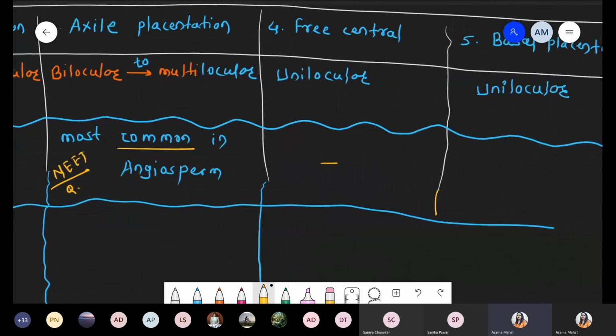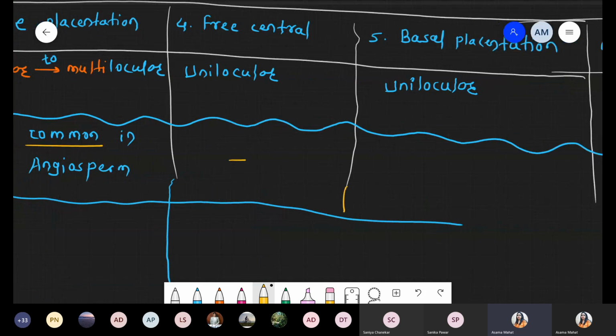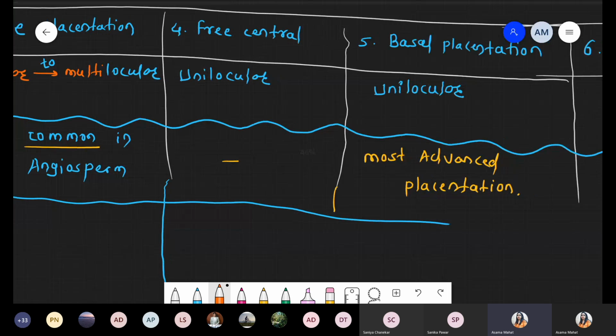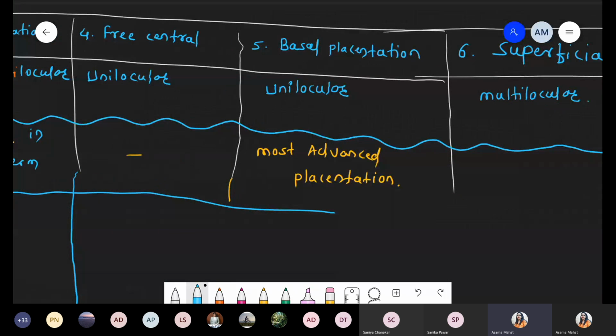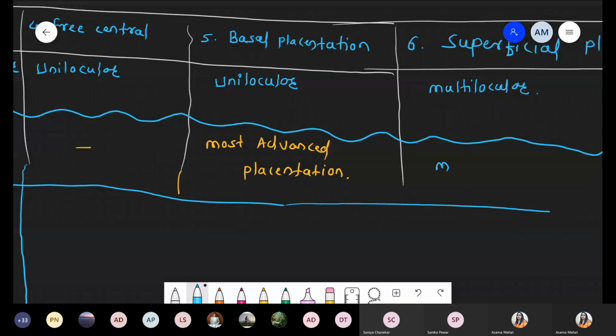When we are talking about the fifth one, that is basal placentation, these are the most advanced placentation. You can write down here: these are the most advanced placentation. And whenever we are talking about superficial type of placentation, these are the most primitive placentation.